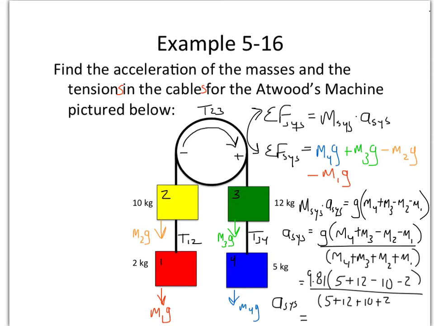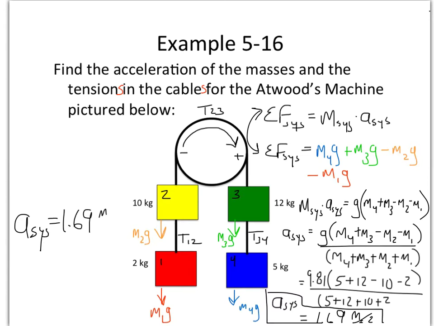And I get a grand total of 1.69 meters per second squared. Well, that's really squeezed in down there. Sorry about that. We'll write it over here on the far left-hand side. Our acceleration of our system equals 1.69 meters per second squared.